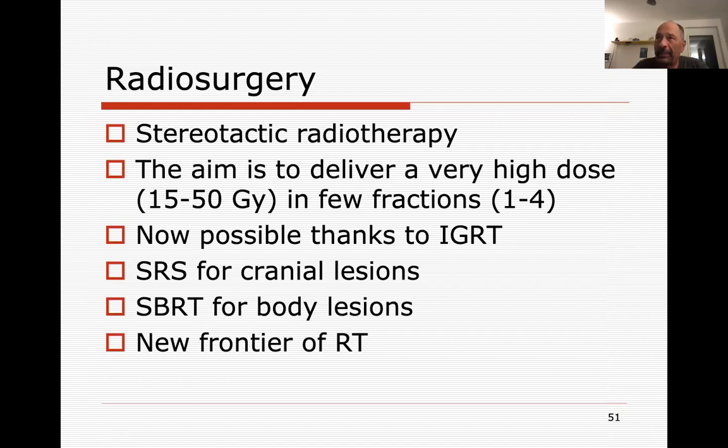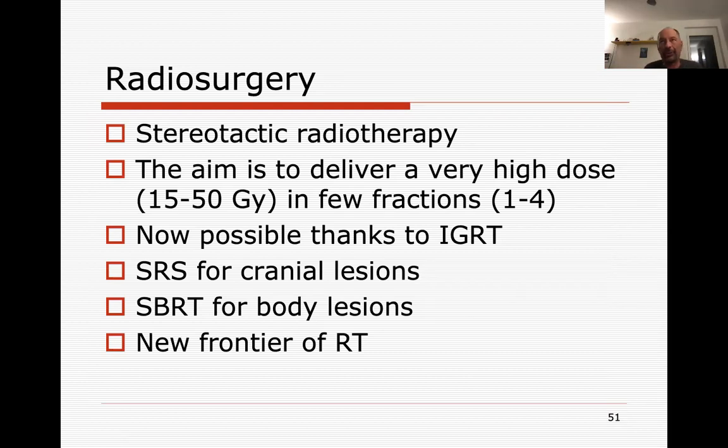Now let's go a little bit one step ahead. Let's go to radiosurgery, which is now a little bit the new frontier. In radiosurgery, also called stereotactic radiotherapy, what you try to do is reduce the number of fractions and increase the dose per fraction. So you want to do short treatment.